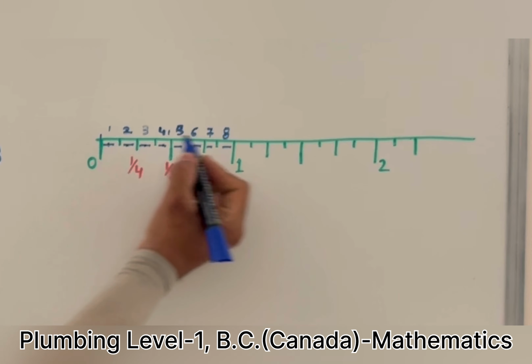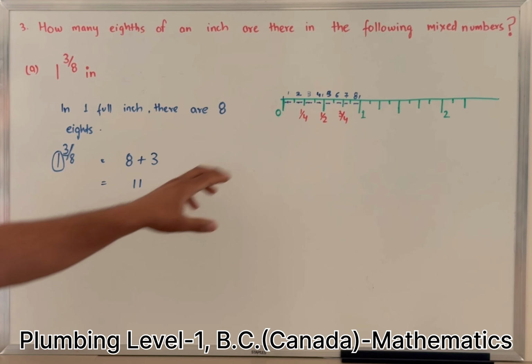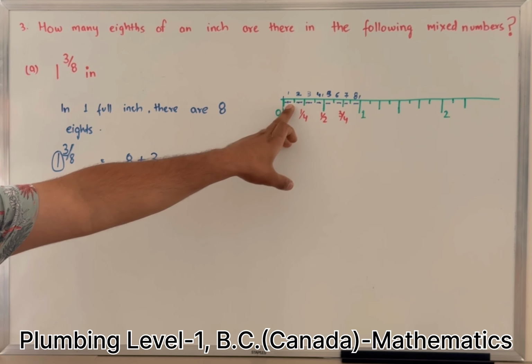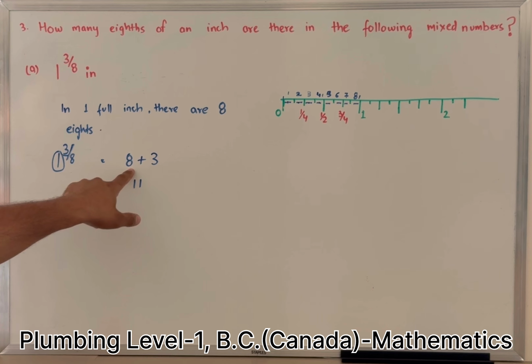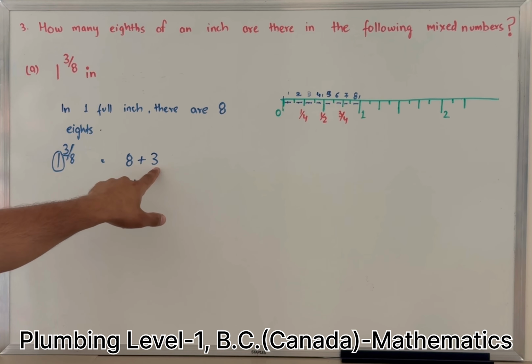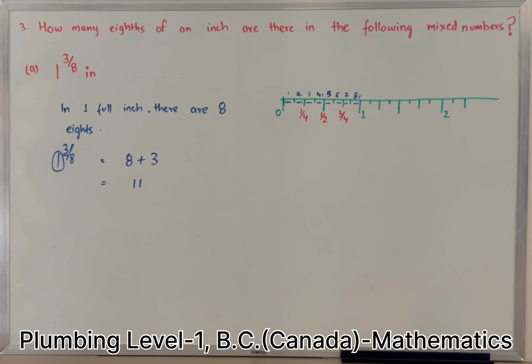So from here to here, and then if you do half of an 8, you will get 1/16 of an inch, which has not been asked in this question. They are only asking you about 8. So here it is. In 1 inch you have 8/8, and then it's already given here 3/8. So 8 in 1 inch plus 3/8, so 3, which is 11.